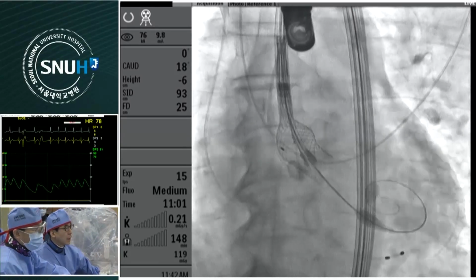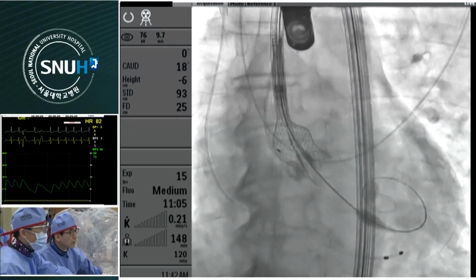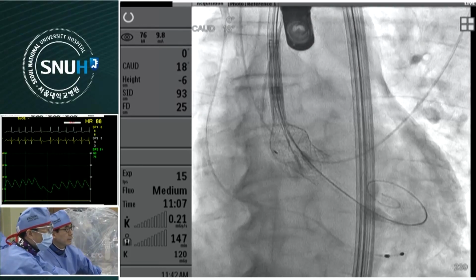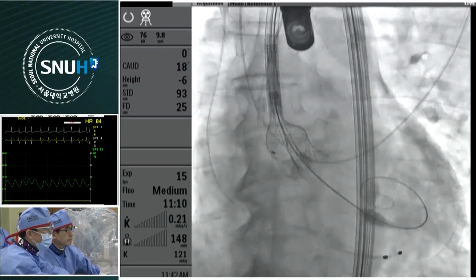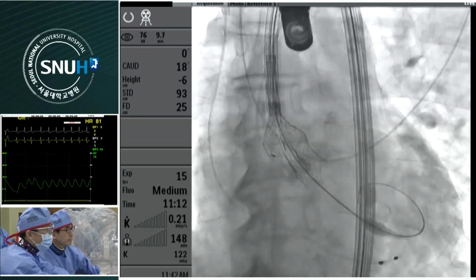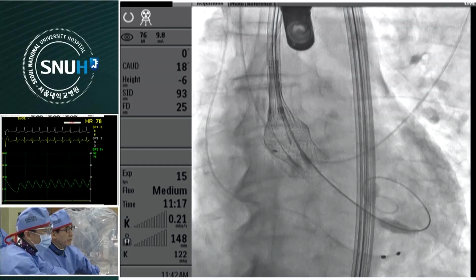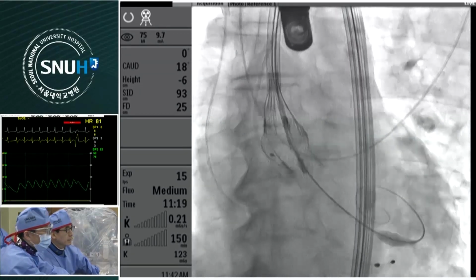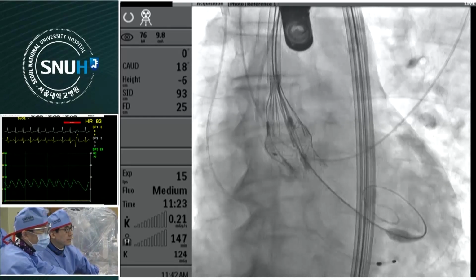Good. How about further deployment? Okay. Deploy. During the deployment, there is no change of blood pressure. The valve frame is already fixed. Stop.